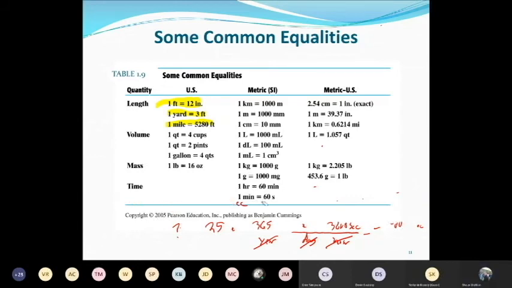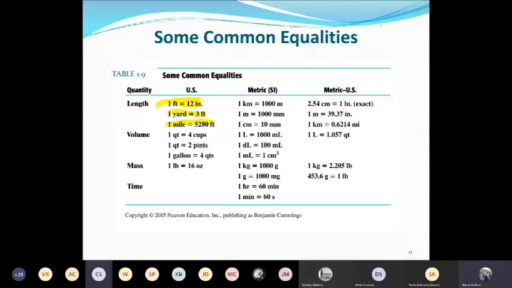So what's the speed limit on the highway? 65. Yeah, if it says 65, most people go 85. So we're going to go with that. All right. So 85 miles per hour. What I want us to figure out is how many meters per second that is. Okay. So that's our goal here. So how many meters per second would that be?